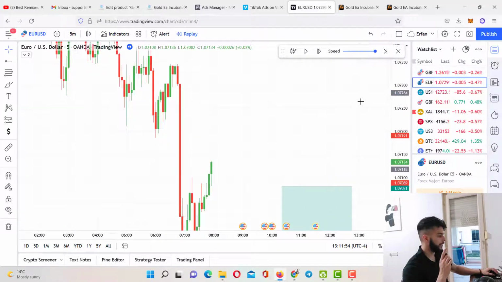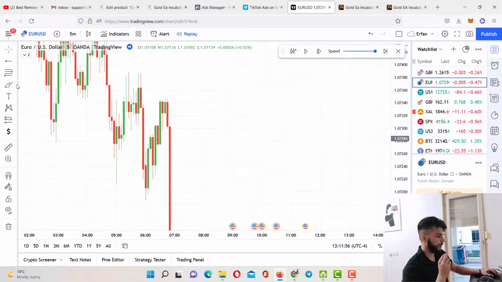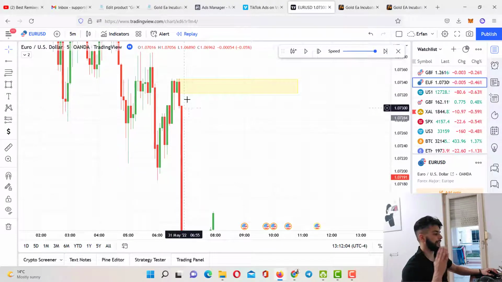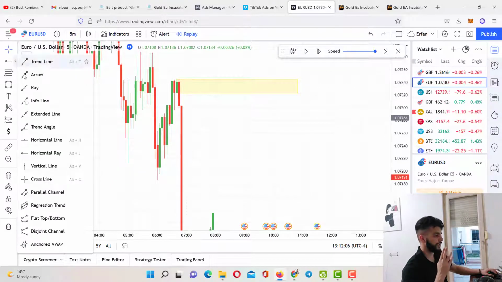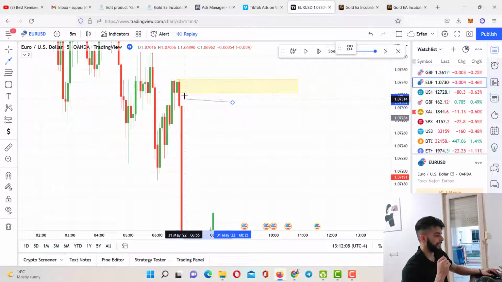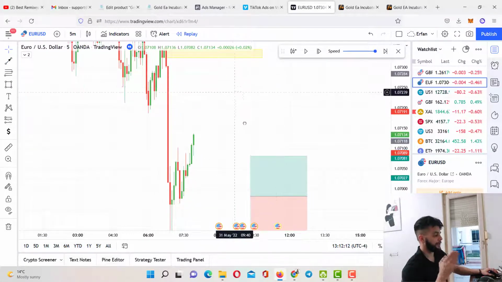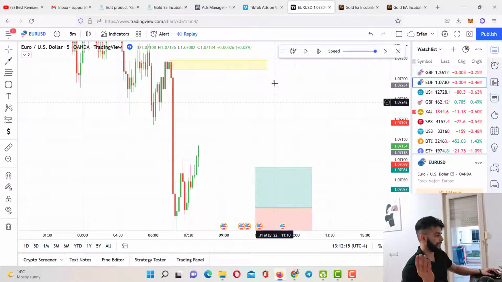But if I want to find a high probability supply zone, it's going to be this one right here. This is the last bullish candle before the drop happened, and this is the first candle that dropped, and the next candle after that never tapped into this zone. So that's why there's a gap between this candle and this zone right here. So the only thing we need to do right now is just to wait for the price to come back to this zone, and then we can take our sell position.